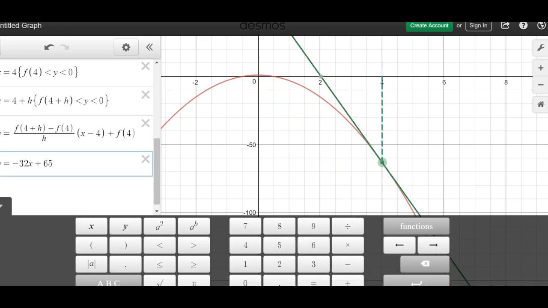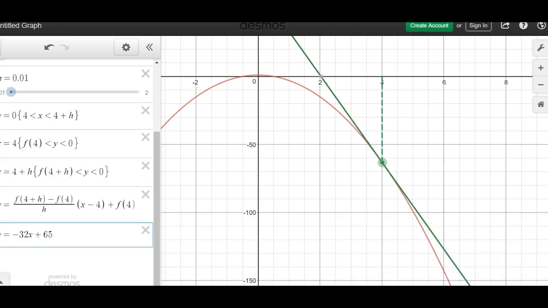And you can see now that that green line is that black line. So that green line is what the tangent line is at that point. And the black line becomes the green line as h makes its way towards 0.